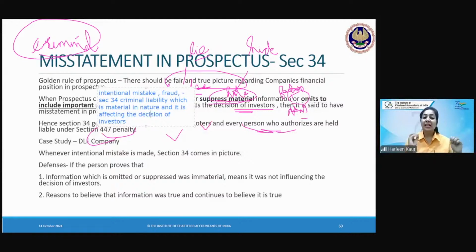Okay. So misstatement is any intentional mistake, fraud, which is material in nature, and it is affecting the decision of investors. Then section 34, criminal liability, will come into picture.